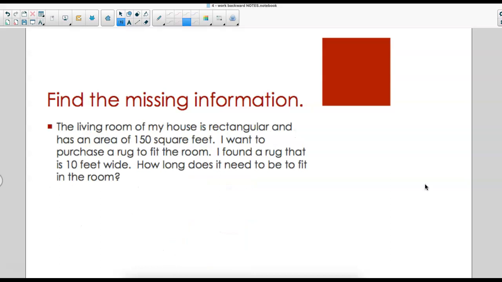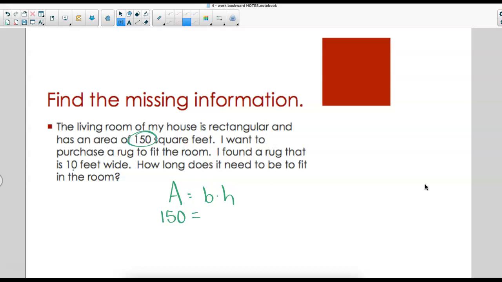The living room of my house is rectangular and has an area of 150 square feet. I want to purchase a rug to fit the room. I found a rug that is 10 feet wide. How long does it need to be to fit the room? What shape is the room? Rectangle. So what formula am I going to need, Sydney? Area equals base times height. The area is 150.